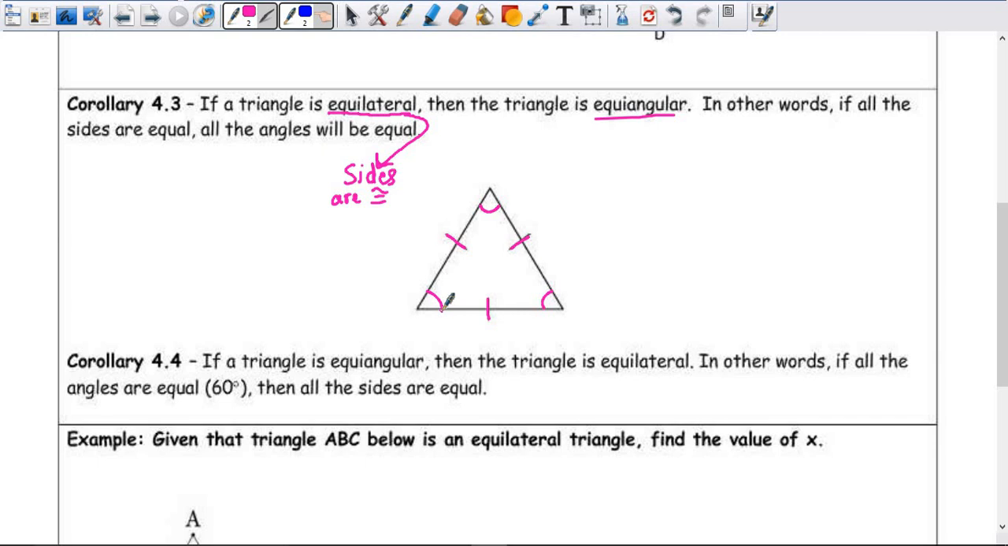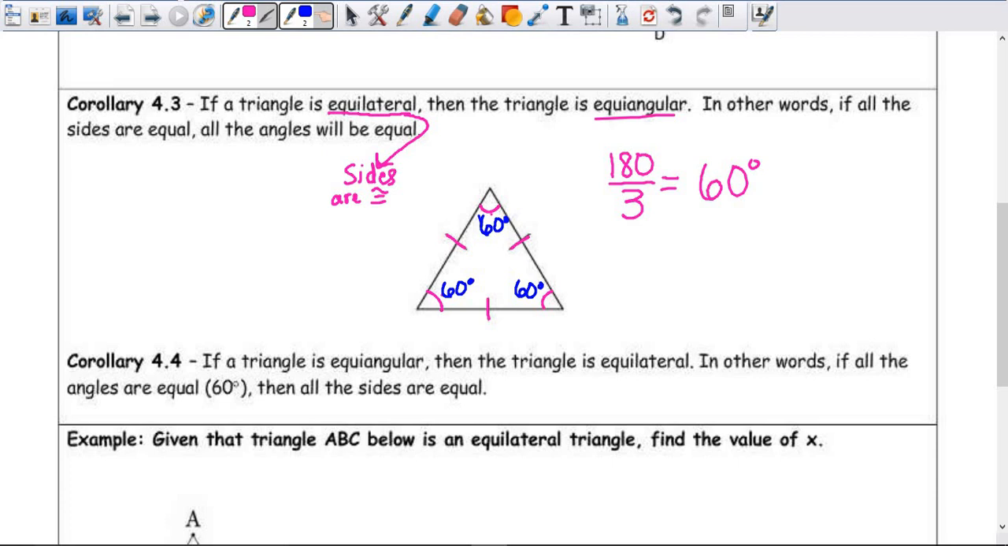So now, what would the measure of all of the angles of equilateral triangles be? Well, we know that triangles add up to 180 degrees. And I have 3 angles that are all going to be the same measure. So I can divide this evenly into 3 angles, since they all have to be the same, and I know that each one will actually be 60 degrees. So whenever you have an equilateral triangle, every angle is 60 degrees, okay?